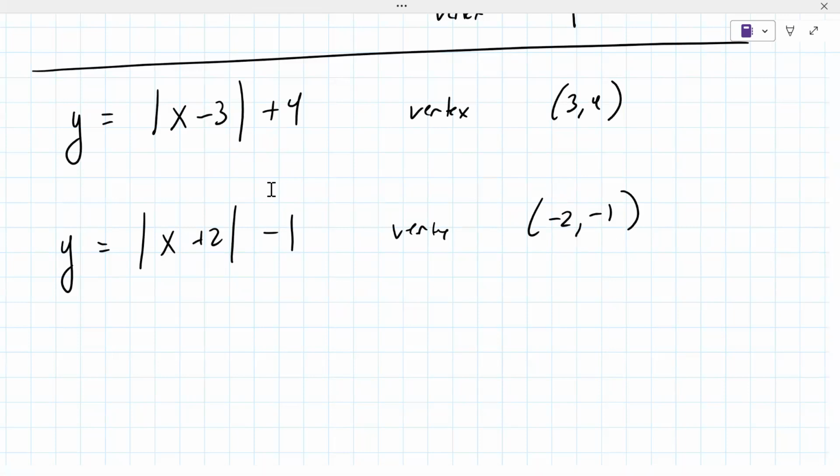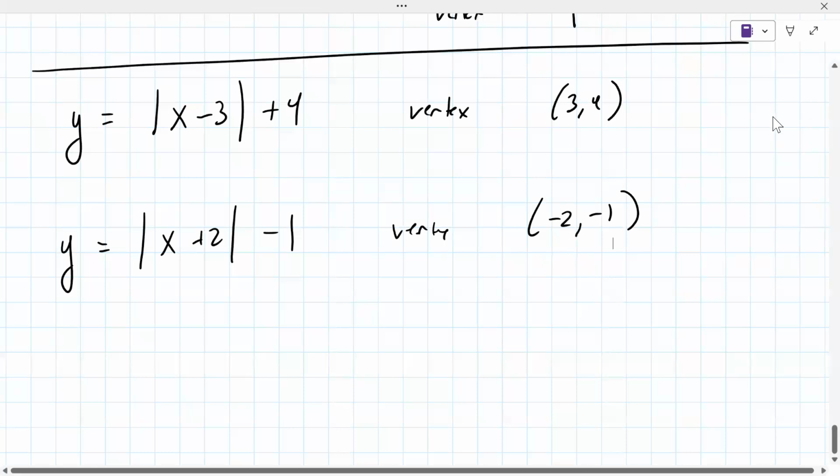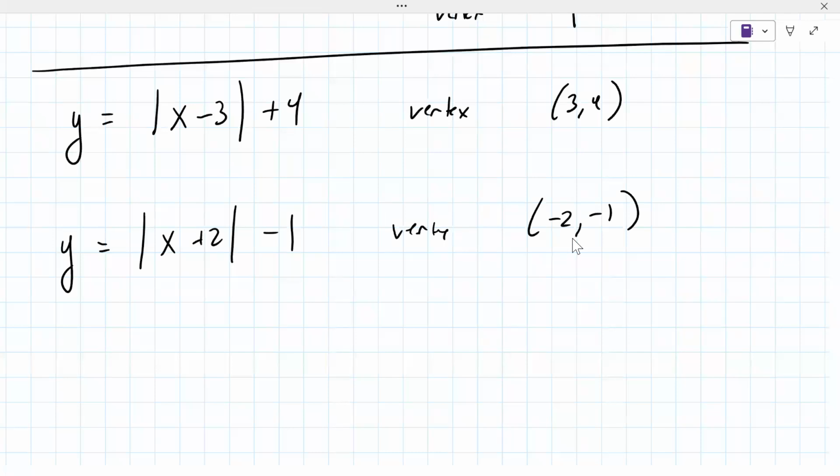Because the absolute value of -3 would be 3. Okay, so that works for the first one, but the absolute value of 2 is 2. That doesn't work for that one. Well, because 2 times -1 would be -2.